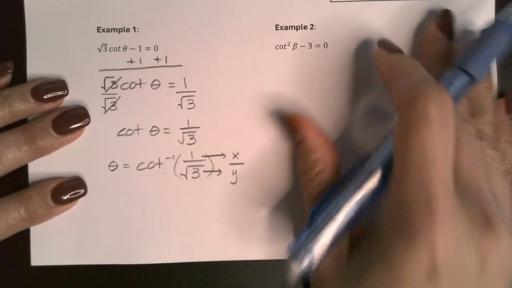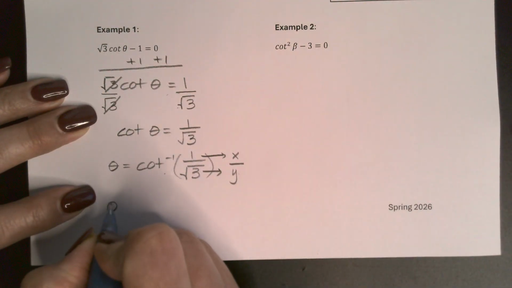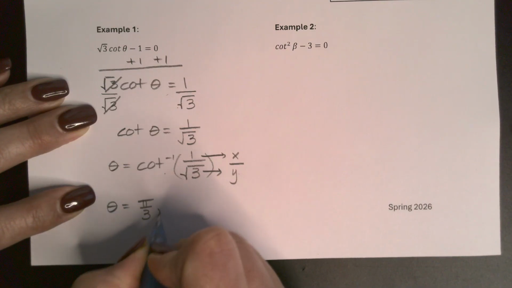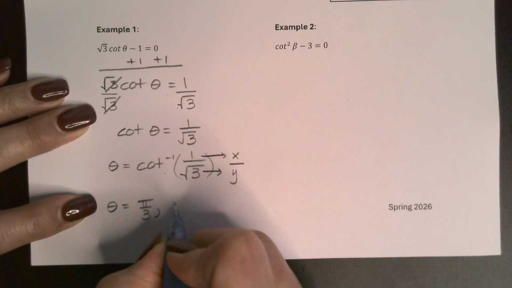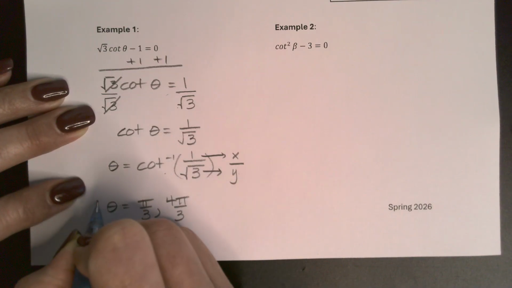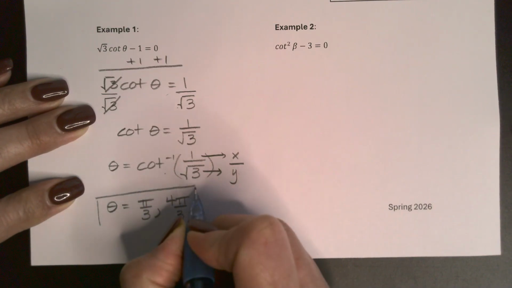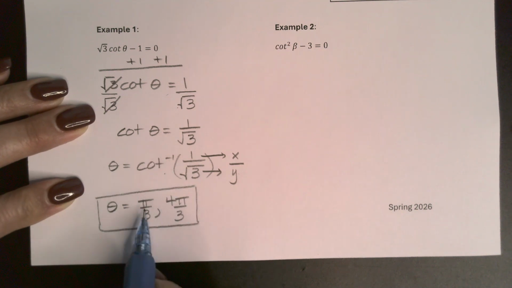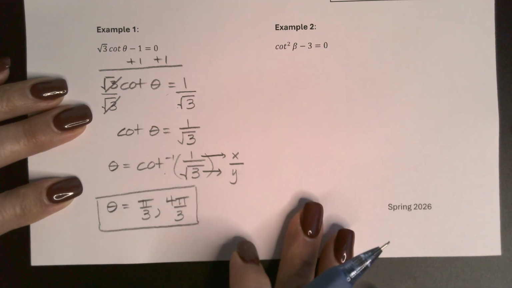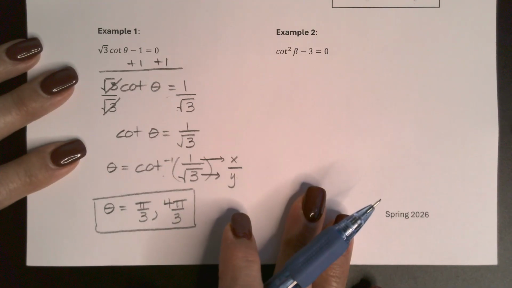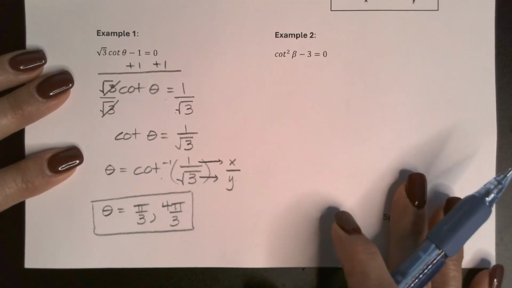So when you guys are working in your Delta Math platform, you'll type pi over 3, type a comma, and it automatically creates another slot for you, and 4 pi over 3. And by the way, if you just type the letters pi, it will automatically generate that pi symbol for you. So that's it. That's your answer in one revolution from 0 to 2 pi.